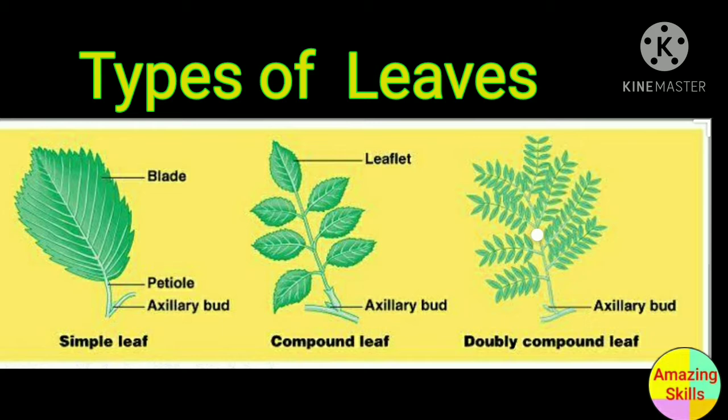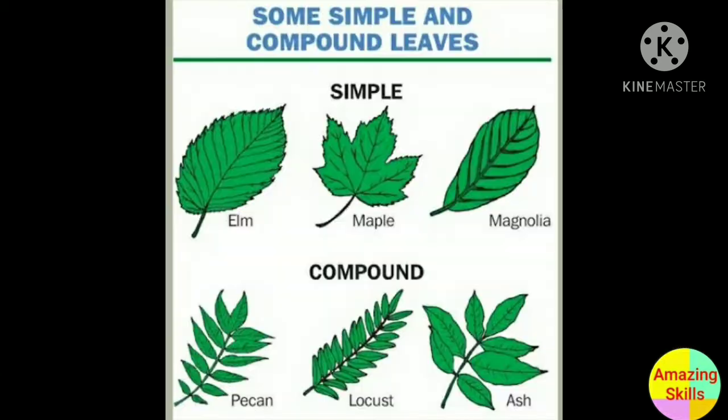There are basically two types of leaf, simple leaf and compound leaf. In a simple leaf, from one axillary bud, one leaf will come. In compound leaves, from one axillary bud and one petiole, many leaves will be coming. So that is compound leaves. There are many types of compound leaves. Here you can see a doubly compound leaf. Children, in this picture you can see many types of simple and compound leaves.